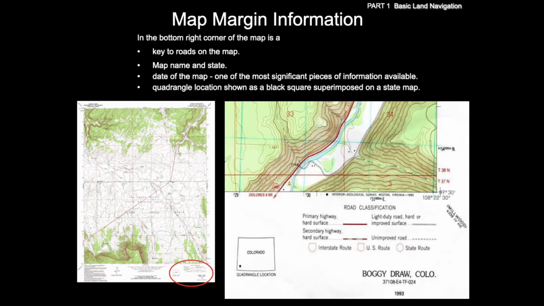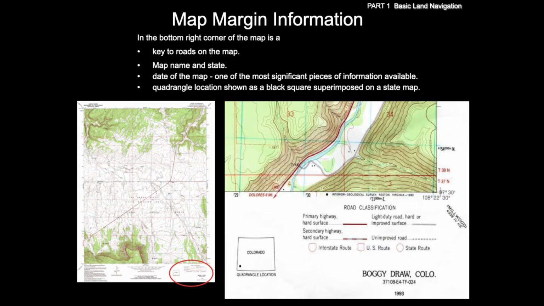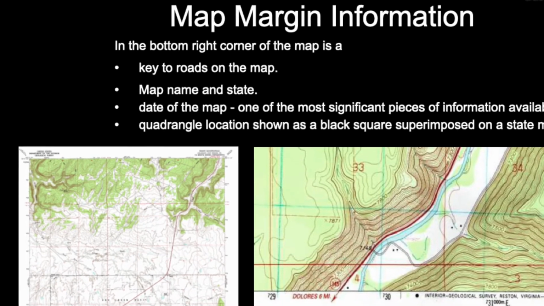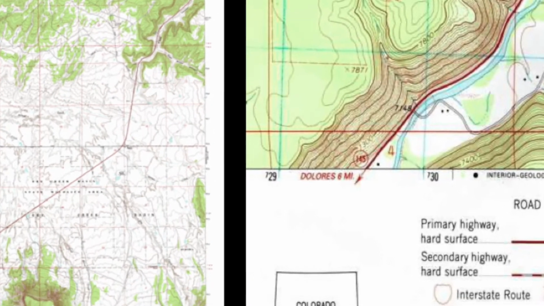That is true. You do need to know the date and how long ago that was. Some of the maps, at least maybe all of them, they'll give you sort of an estimation of the change for declination over time. So we'll go over that here in a little bit. Key to the roads is very simply just hardball roads, dirt roads, and differences between those on the map. And it also conveniently tells you what state you're in, which is pretty cool. Next is the quadrangle location shown as a black square superimposed on a state map.